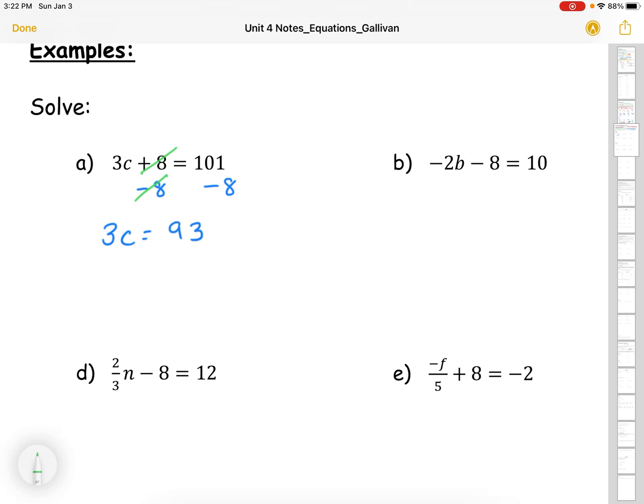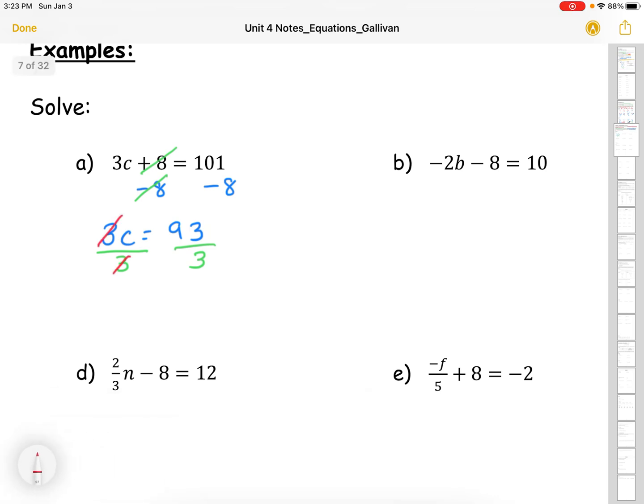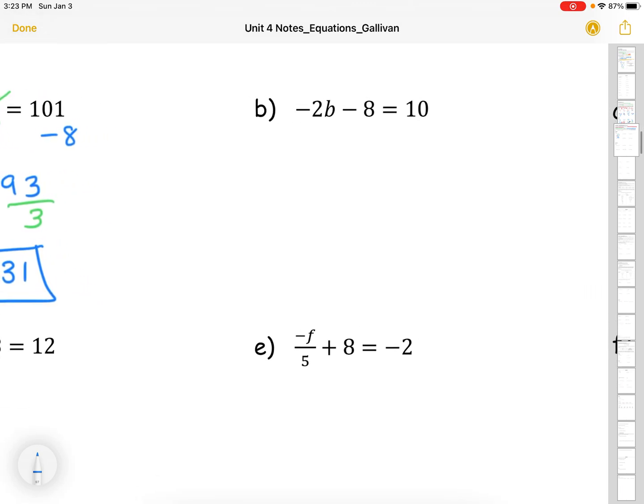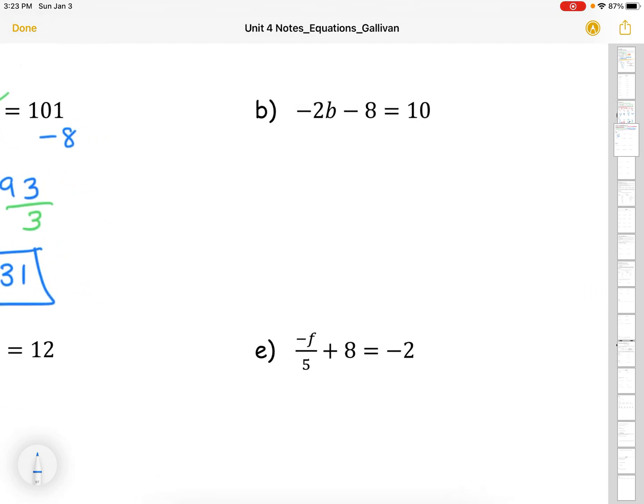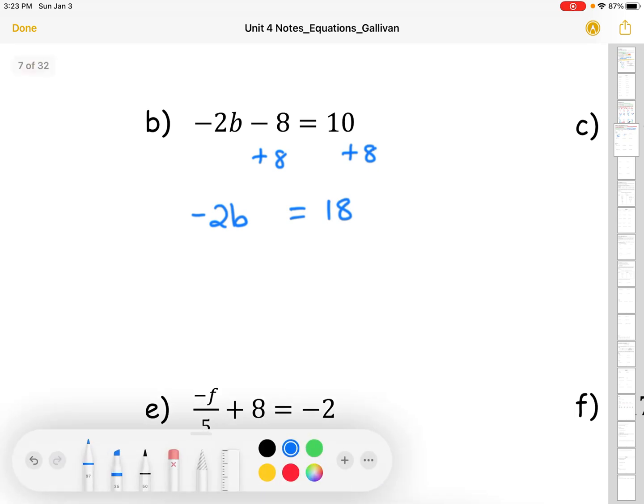And then the next step we do is we're going to remove that 3 by dividing, because it's multiplied, and the opposite of multiplying is dividing. So we will get c is equal to 93 divided by 3, which is equal to 31. Okay? So you're doing the same operations you were doing, it's just now you have to do 2 operations to solve as opposed to 1. So here, we're going to remove the constant first, so it's a minus 8, so we're going to add 8 to both sides. So I'll get minus 2b is equal to 18.